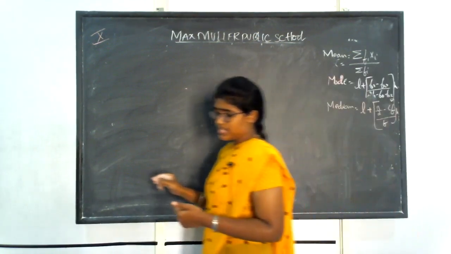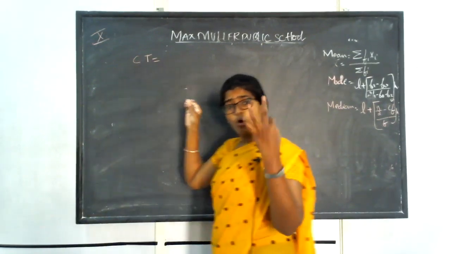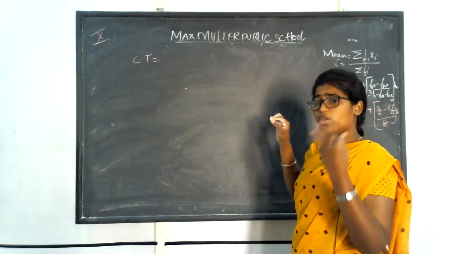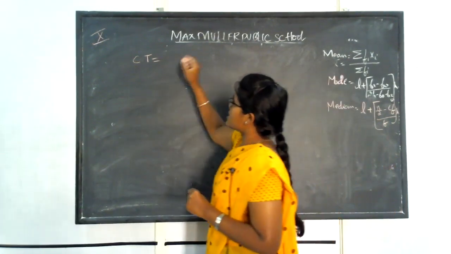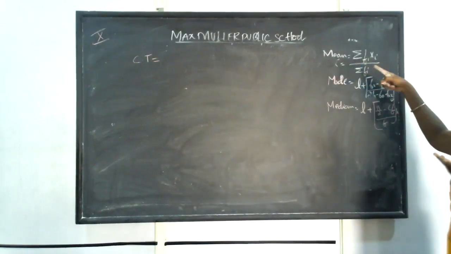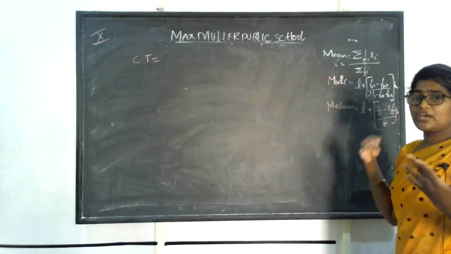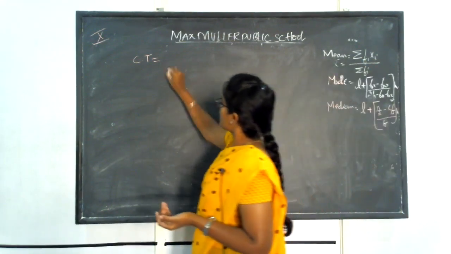Now, central tendency. Why, ma'am, central tendency? You require central tendency where you have all the three: mean, mode, median. How to remember this? Which is the bigger word here, children? Mean is a 4 letter word. Mode is also a 4 letter word. And median is the 6 letter word. So you're going to take median.